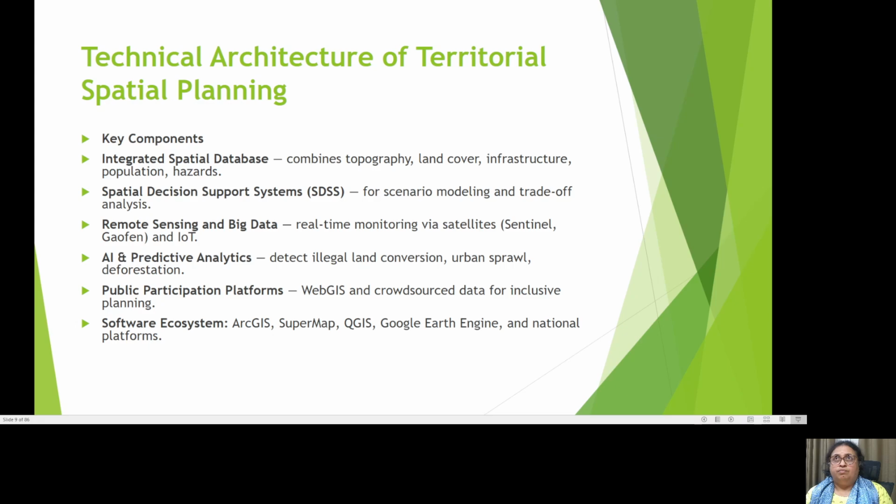So, if we look at the framework, or the technical structure of territorial spatial planning, the components you can come across are: an integrated spatial database, which combines topography, land cover, infrastructure, population, hazards; a spatial decision support system for scenario modeling and trade-off analysis; remote sensing and big data, real-time monitoring via satellites and IoT, Internet of Things; AI and predictive analytics to detect illegal land conversion, urban sprawl and deforestation; a public participation platform with GIS and crowdsourced data for inclusive planning; and a software ecosystem: ArcGIS, Supermap, QGIS, Google Earth Engine and national platforms.